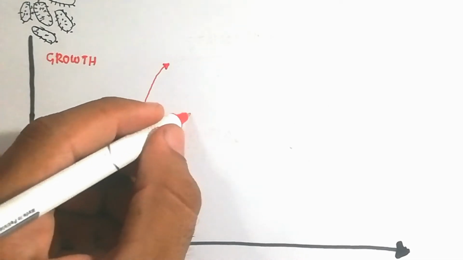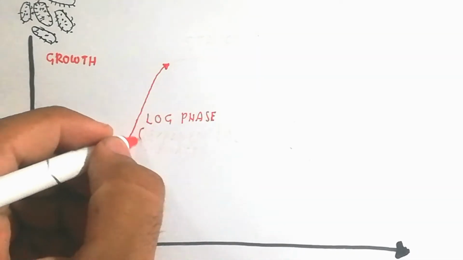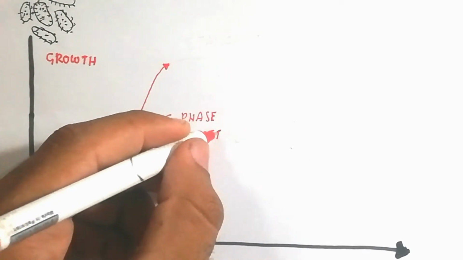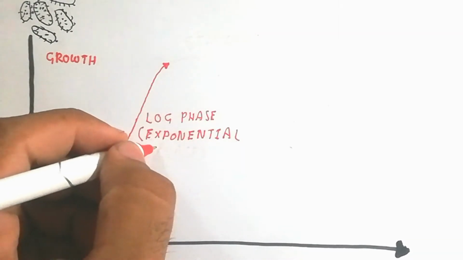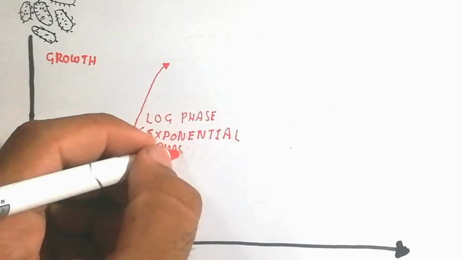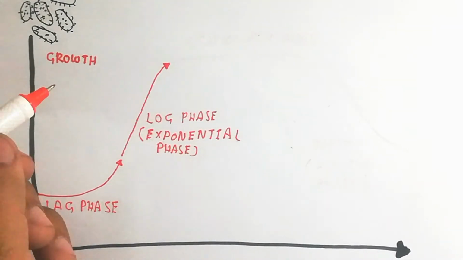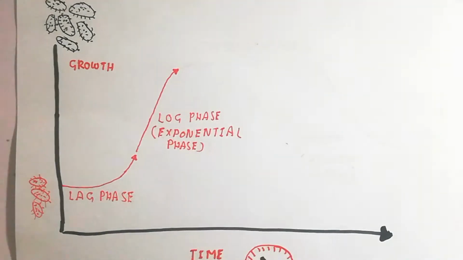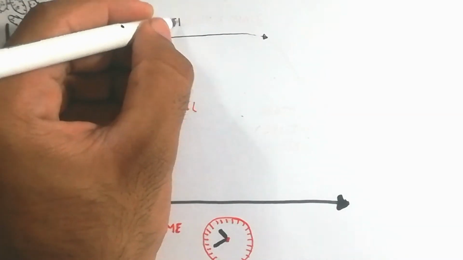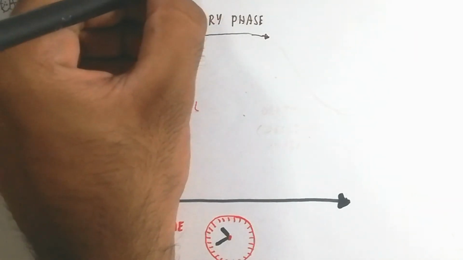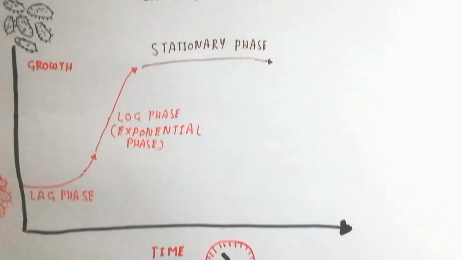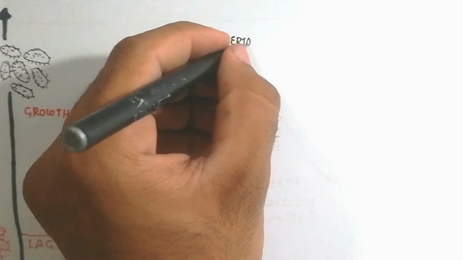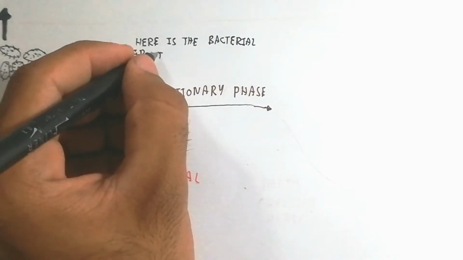So here is the lag phase. The lag phase is the preparatory phase, in which the bacteria prepare themselves to reproduce. There is little growth due to the preparation, and bacteria use the energy reservoir for the next stage. Next is the log phase, which is the exponential phase, with rapid growth of the bacteria, and then it goes into the stationary phase.